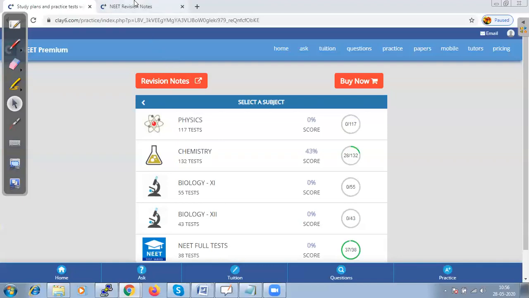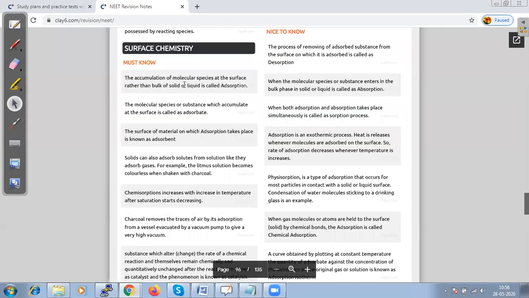So let us start the chapter, that is surface chemistry. What do we mean by surface chemistry, or what do we study in surface chemistry? Surface chemistry deals with the study of physical and chemical phenomena occurring at the boundary separating two bulk phases. The accumulation of molecular species at the surface rather than the bulk of a solid or liquid, we call adsorption.